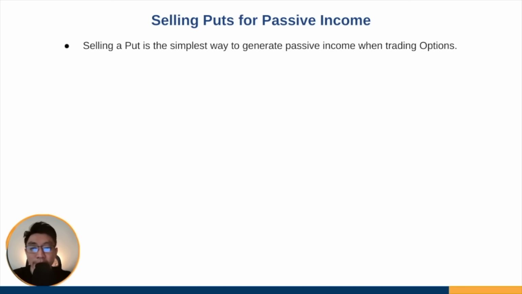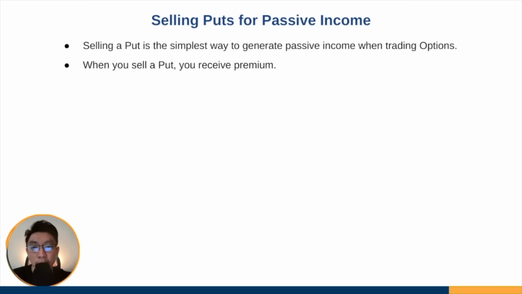First of all, selling a put is the simplest way to generate passive income when trading options. Why? Mainly because there's only one option you really have to manage. If you're talking about trading spreads, for example, the popular credit spreads, or maybe the iron condor, or even spreads like the broken wing butterfly and the strangle, those have many legs. You have at least 2 or more legs that you have to choose and manage. Whereas selling a put option is very simple, just one option you have to manage.